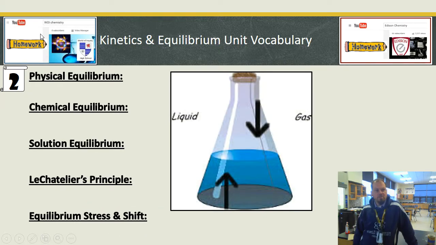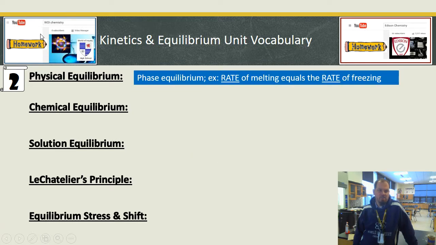Okay. Physical equilibrium. This is going to get into the three different kinds of equilibriums. We talked that we will do that. Okay, so physical equilibrium. This is a phase equilibrium. The rate of the melting equals the rate of the freezing. The rate of the evaporation equals the rate of the condensation. Okay, notice that the rates are equal, and I underline those. It's very important that we understand in an equilibrium, it's the rates that are equal.